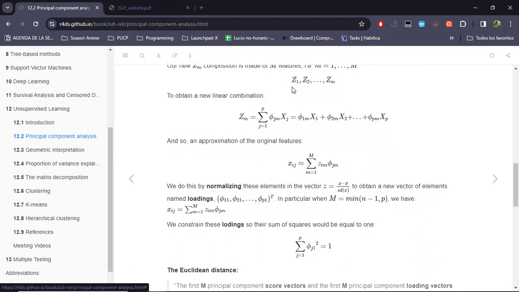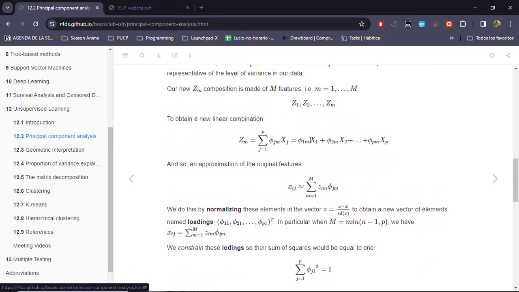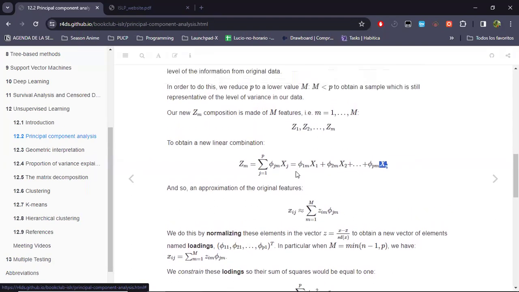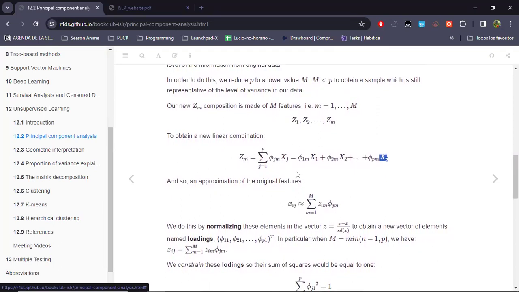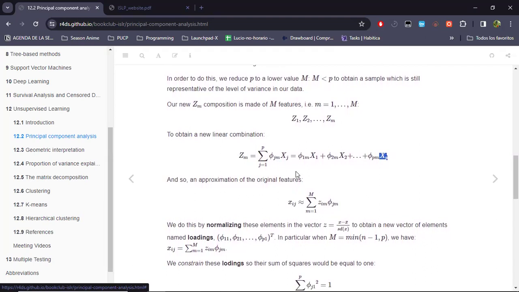But what we're going to be doing is, given our features, that is x1 up to xp, we're going to project them into a lower dimensional space. And by projecting, I mean basically taking a linear product via a unitary norm vector. So what we are doing is taking the linear product of our features, x1 up to xp, with some unitary norm vector, in this case phi 1m up to phi pm.